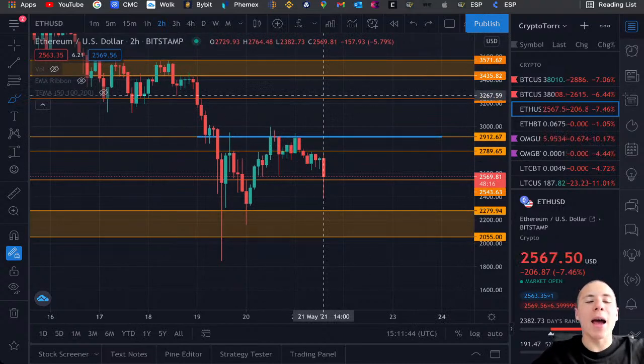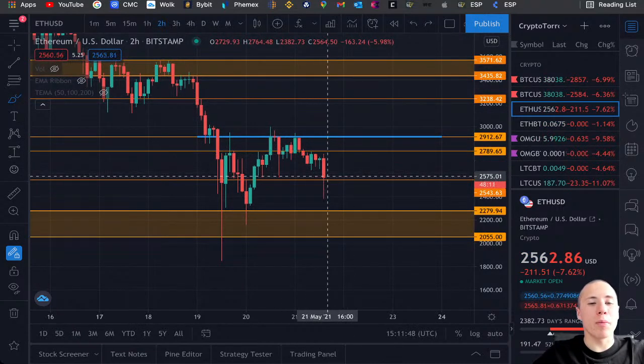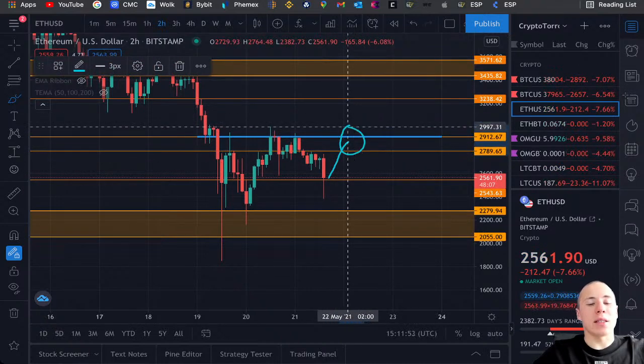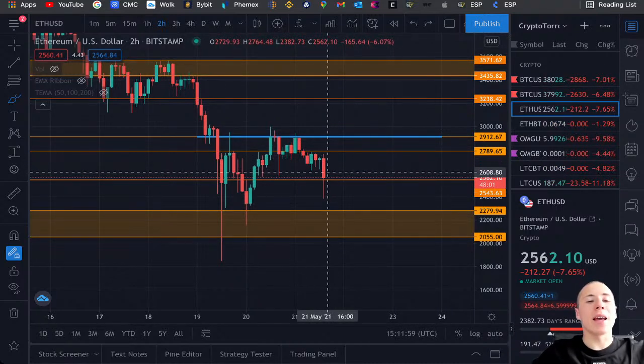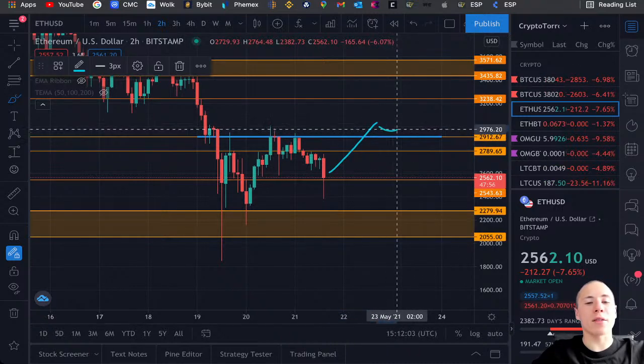Sorry for that. And that's actually why I personally think that we will be seeing a lot of resistance right over here before Ethereum will be able to get through this horizontal level of resistance and find support right on top of it.